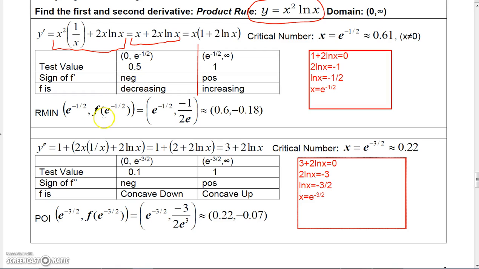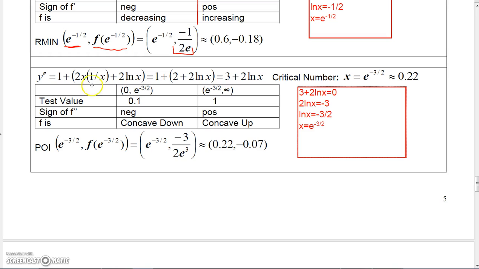Okay, so now using the first derivative test, that tells me that I get a relative minimum at e to the negative 1/2, and the y value would be f of e to the negative 1/2, and if you plug that back into the function, you get that the y value is negative 1 over 2e. Now, the second derivative, you can go through the process of getting the second derivative here, but I'll let you do that. But let me show you.